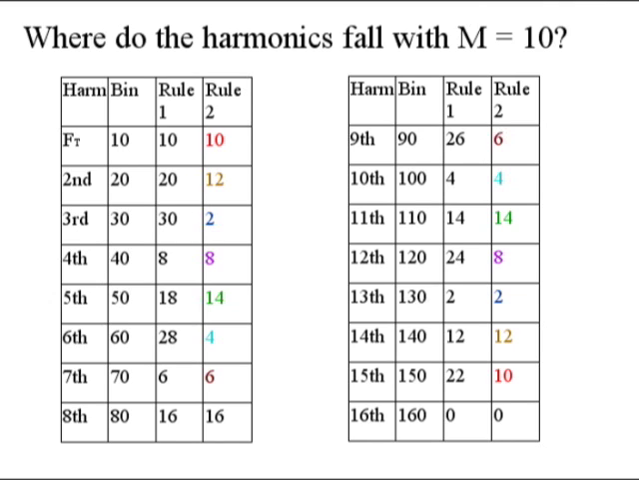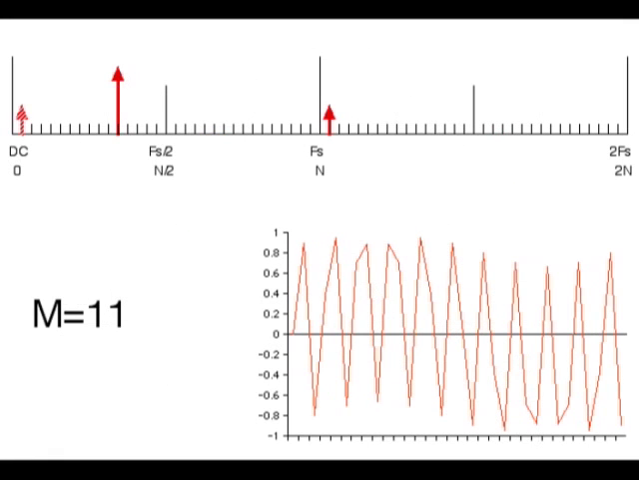That's because m and n are not mutually prime. And we lost all of our odd numbered bins because we had redundant samples. Now let's push m up to 11. So f sub t goes into bin 11. The third harmonic goes up into bin 33, 3 times 11.